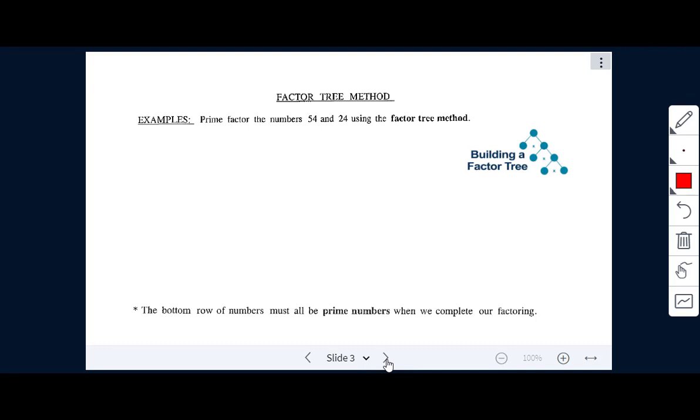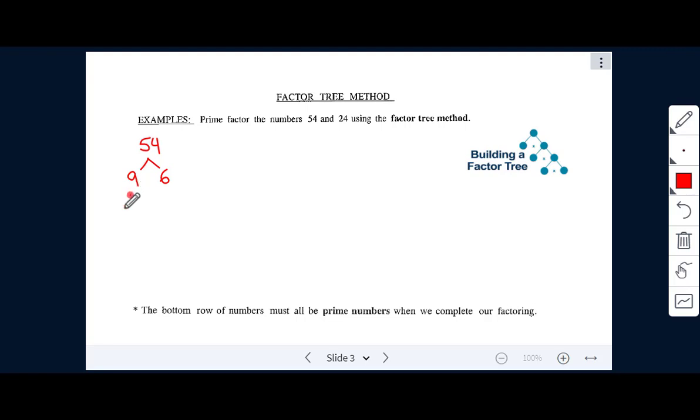So for example, let's prime factor the numbers 54 and 24 using the factor tree method. So factor tree method, it's going to look like this. So we're going to start with the number 54, and we're going to split it into its factors until we end up with just prime factors. So two numbers that go into 54, I'm going to choose 9 and 6, but remember you can choose any two that go into 54. So I've chosen 9 and 6 because 9 times 6 will give me the 54.